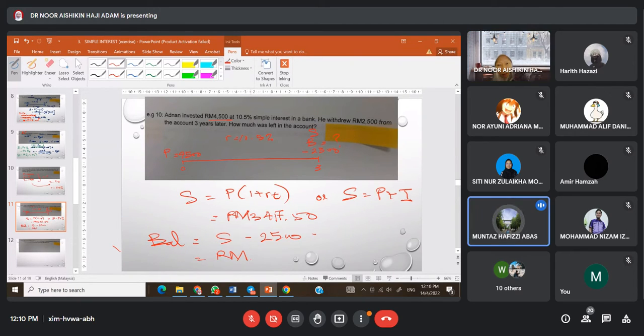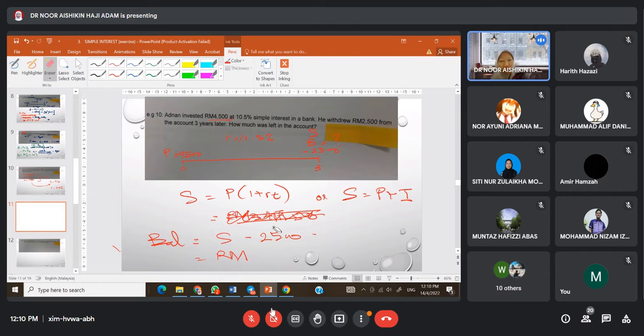Sorry dok. Yeah. Dia punya S 5917.50. Jawapan dia apa? Oh, jawapannya 3417.50. Oh, okay. Kenapalah saya buat macam tu? Kan saya boleh erase easily.